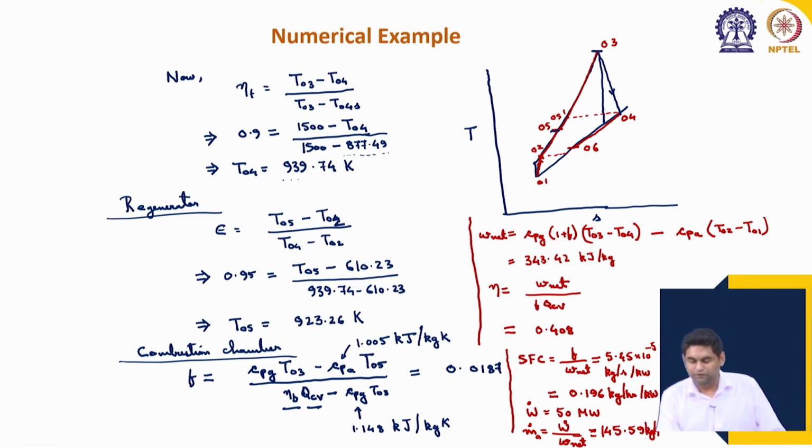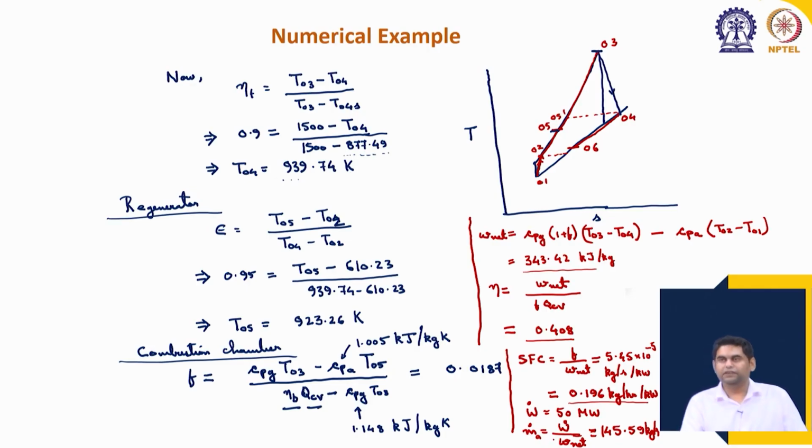So, W net is 343.42 kilojoule per kg. This is the net specific work output. Then thermal efficiency of the cycle is 0.408, specific fuel consumption is 0.196 kg per hour per kilowatt, and mass flow rate of air that is needed for the entire turbine is 145.59 kg per second.